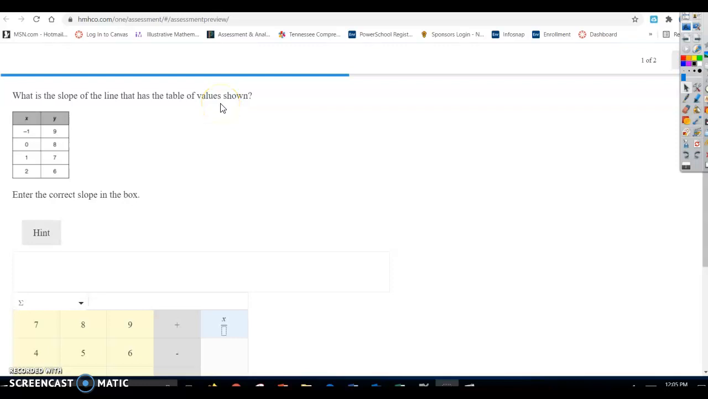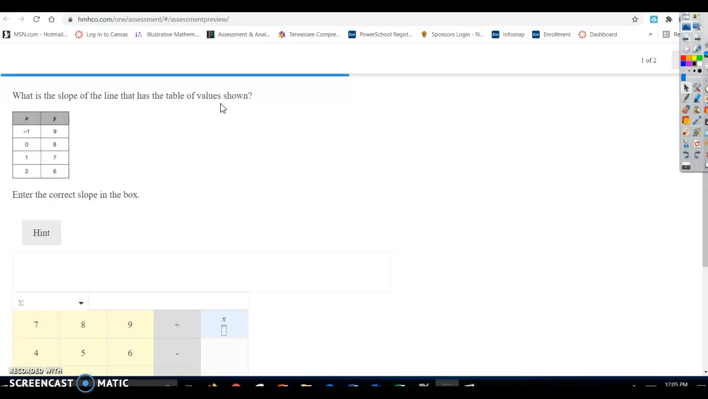Hey guys, this is lesson 3.2, and it's still on slope of lines and rate of change. So this is the do the math section of, again, 3.2.